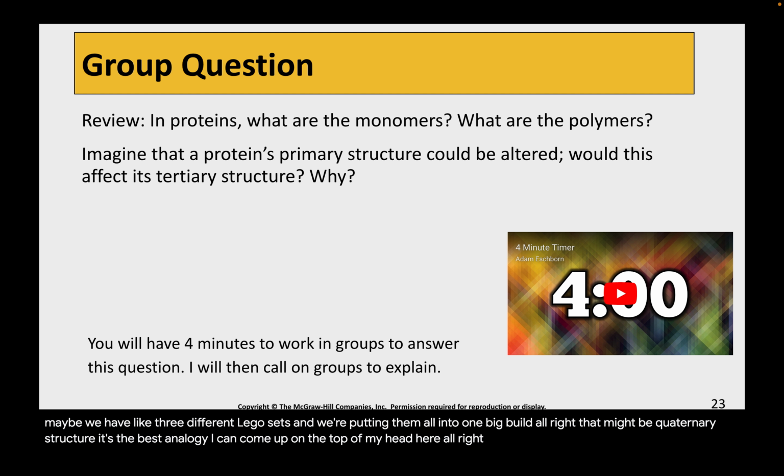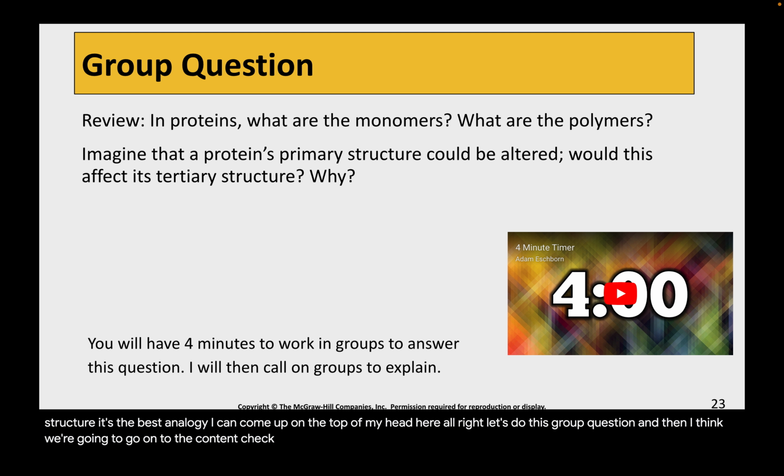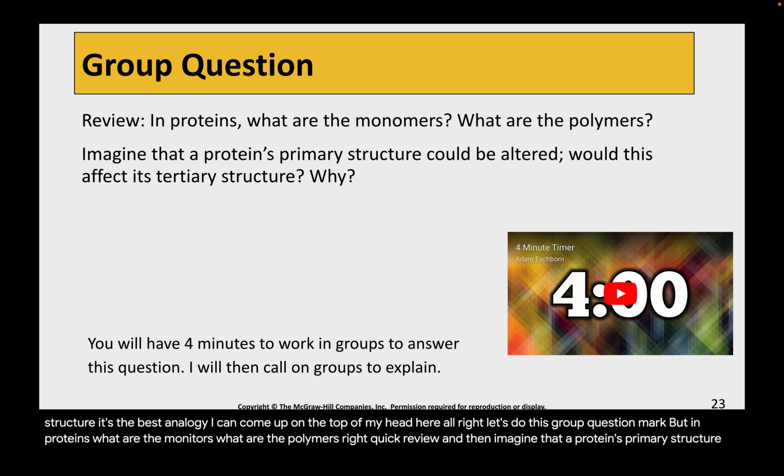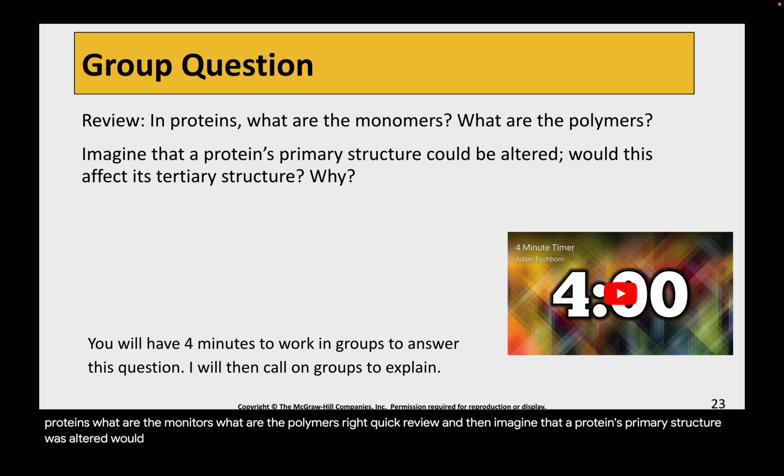All right, let's do this group question, and then I think we're going to go on to the content check after this. But in proteins, what are the monomers? What are the polymers? Quick review. And then imagine that a protein's primary structure was altered. Would this affect its tertiary structure? And why? Or why not?